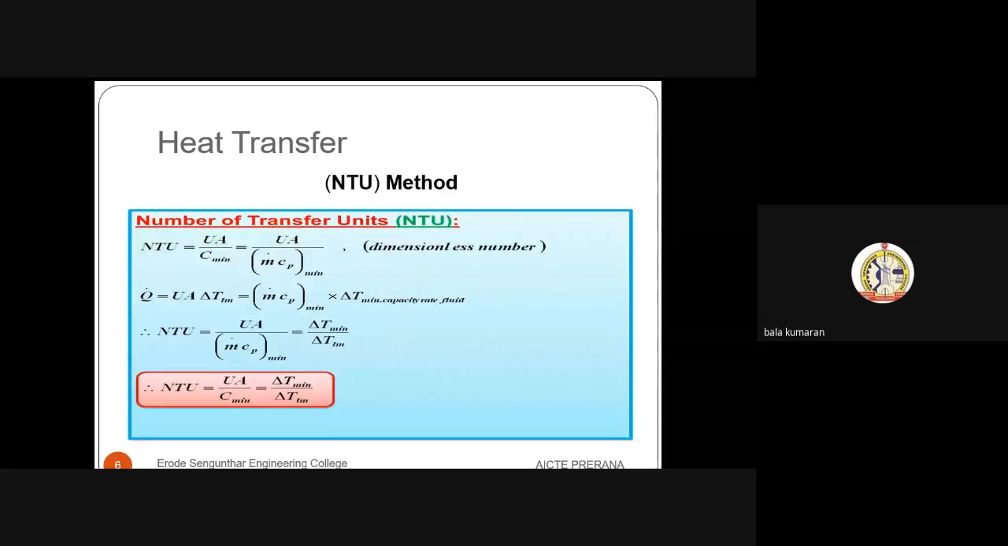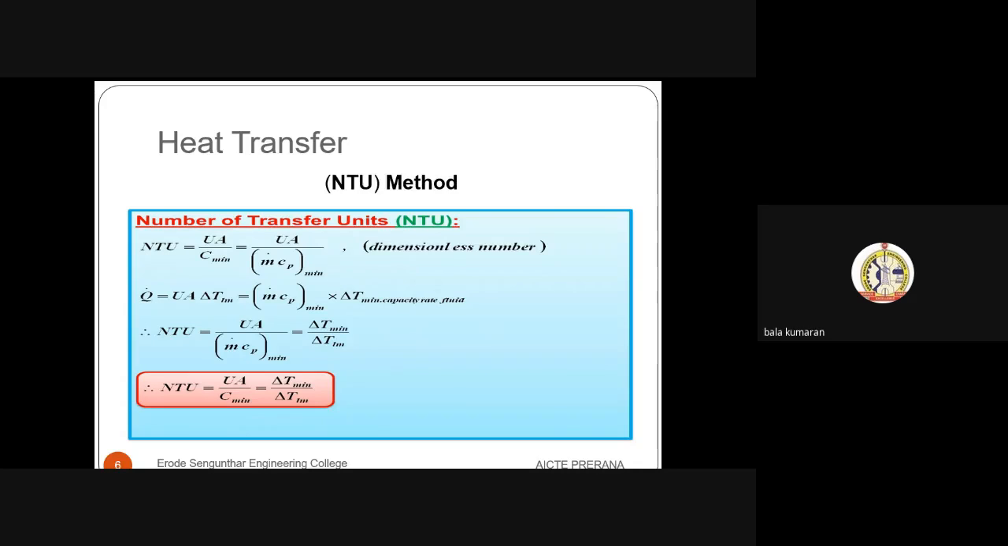T1 is the hot temperature and T2 is the cold temperature, and del is the change. A is the area and U is the overall heat transfer coefficient, which comes in watt per meter square Kelvin. Area comes in meter square, and LMTD is a temperature change, which will be in degree Celsius, whatever it may be.